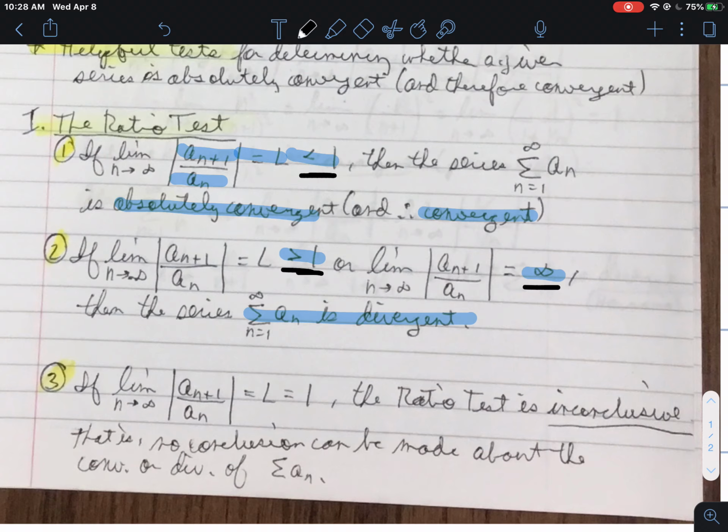And the proof of this, or if you look at the reason why this works, it has to do with geometric series.